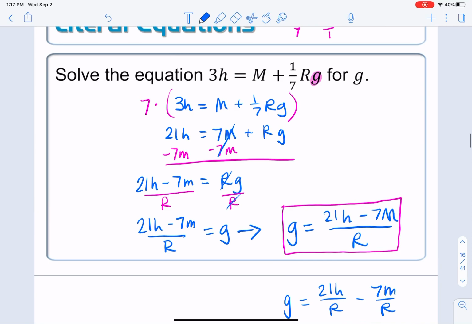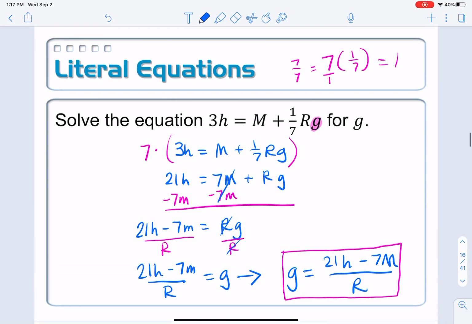Okay, so again, just kind of a recap on these literal equations. I am just using some algebra to skillfully rearrange my variables to solve for a particular one, to isolate it in some kind of way.